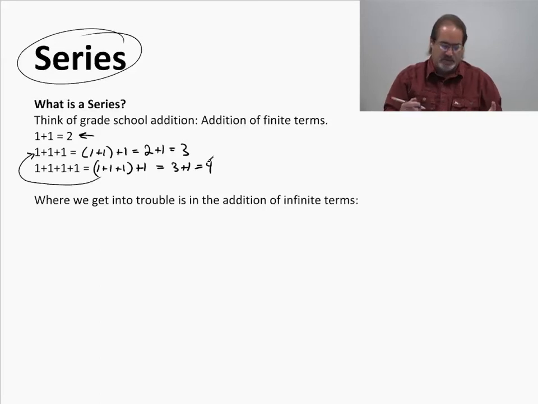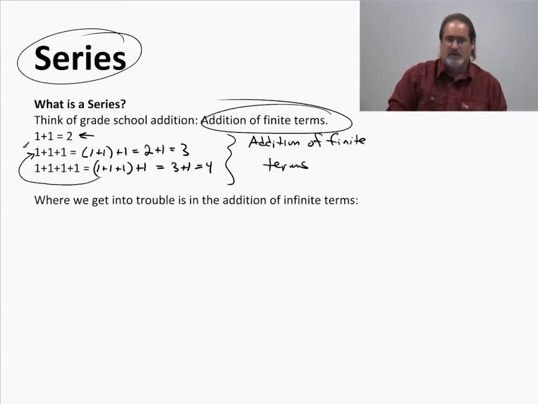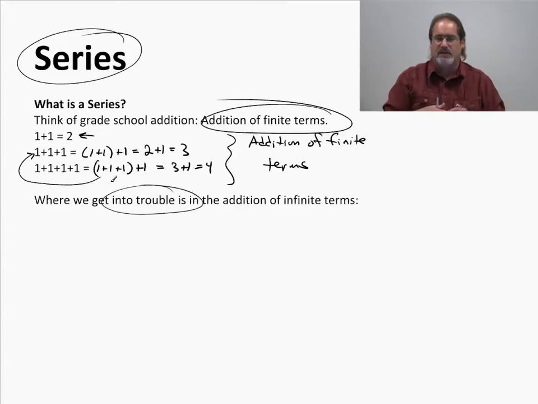Now, adding these up is really pretty simple, because what we have here is the addition of finite terms. Okay, adding finite terms is a piece of cake. Just keep adding them up. Now, where we get into trouble, or where things start to become somewhat confusing, more challenging, is if we have the addition of infinite terms.